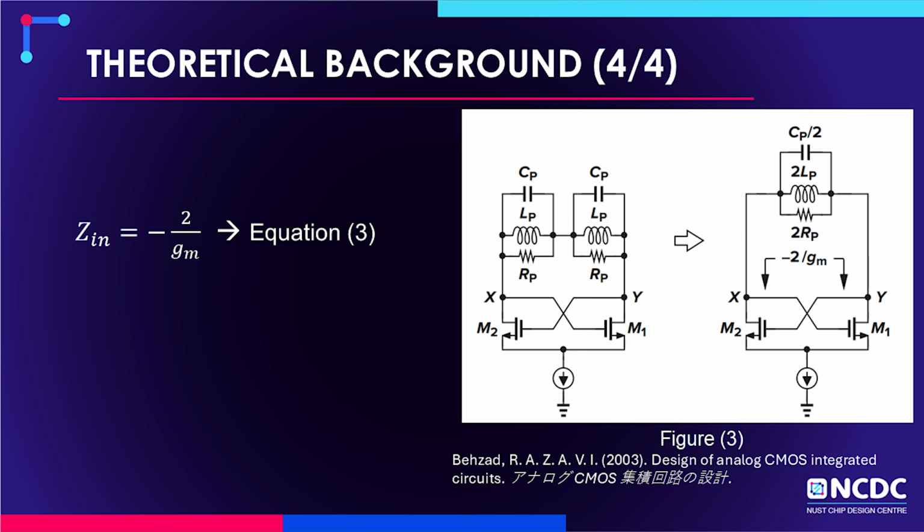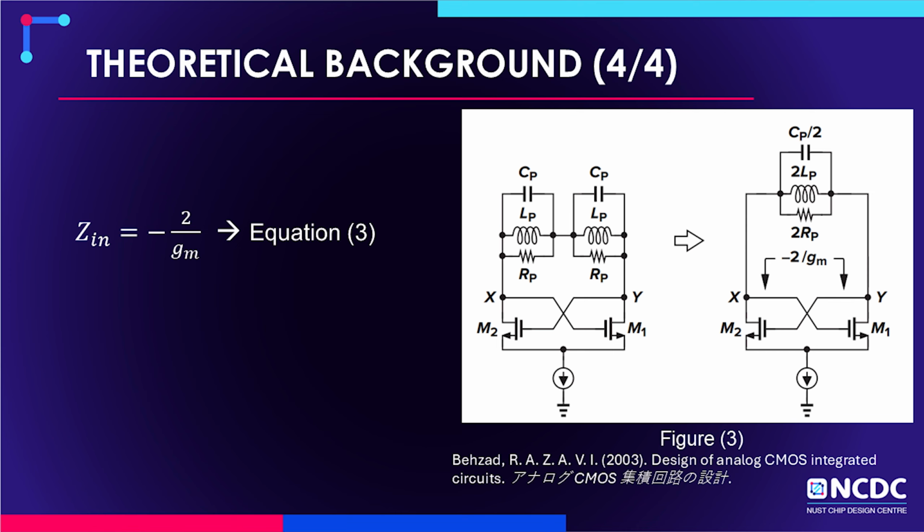The negative impedance, implemented using a cross-coupled CMOS pair, cancels out the tank losses to enable continuous oscillation, and its value is given by -2 divided by Gm. A tail current source is also used in the circuit to ensure a well-defined and stable current.